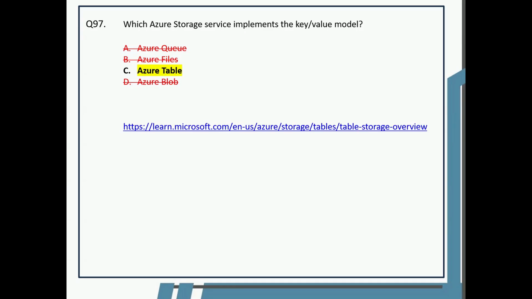Remaining option, which we know is incorrect, Azure Blob implements an object storage model designed for storing large amounts of unstructured data such as images, videos, backups, and documents.